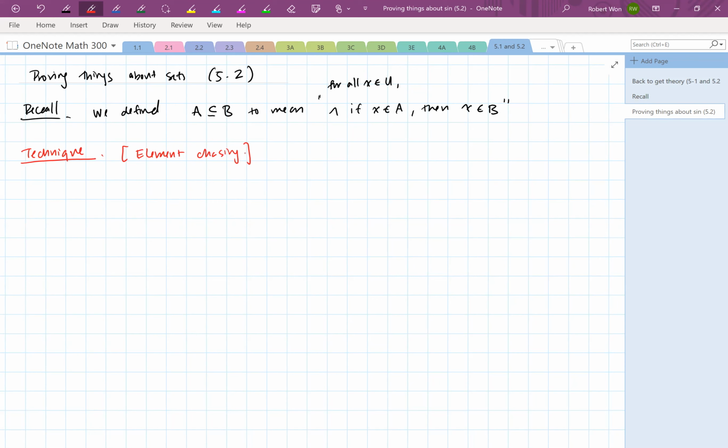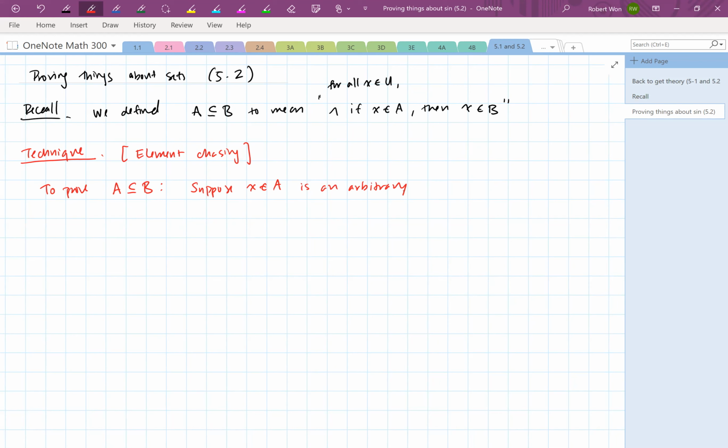Kind of a nice name. So to prove that A is a subset of B, what you do is you suppose that x is in A, and you suppose that it's an arbitrary element. What do I mean by this? I'll show you specifically in a second.